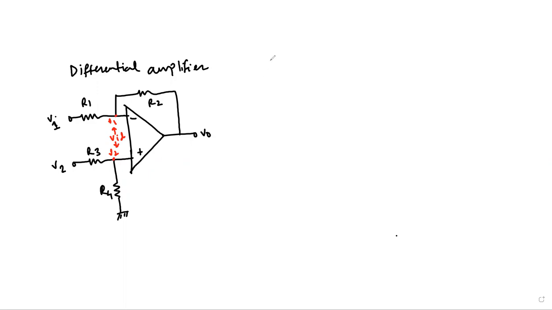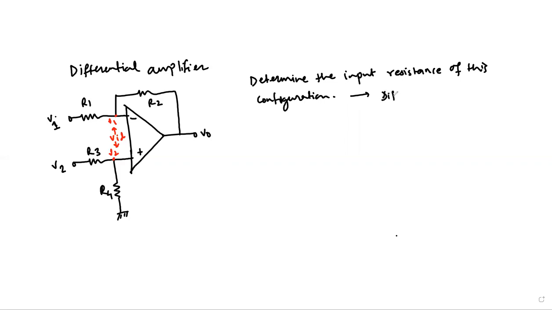So the question here is how to determine the input resistance of this configuration. We can also call it the differential input resistance, because it's the differential amplifier. It's indicated by RID. Obviously, it's a resistance.